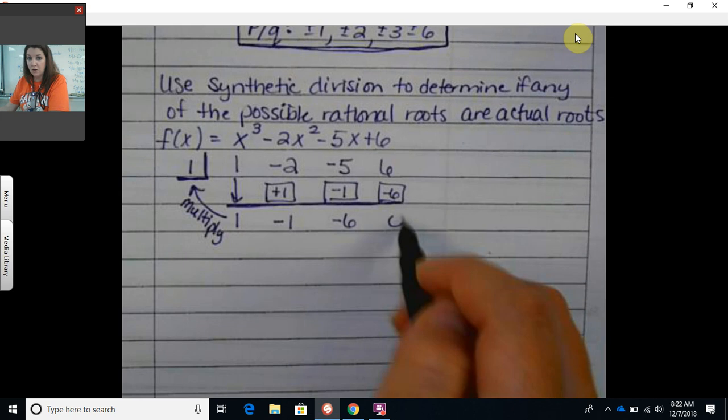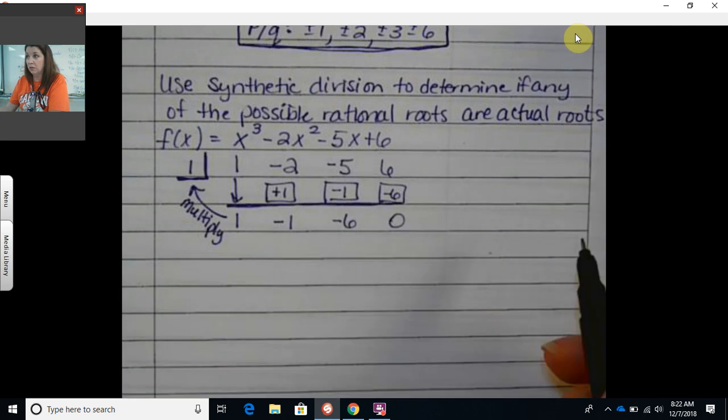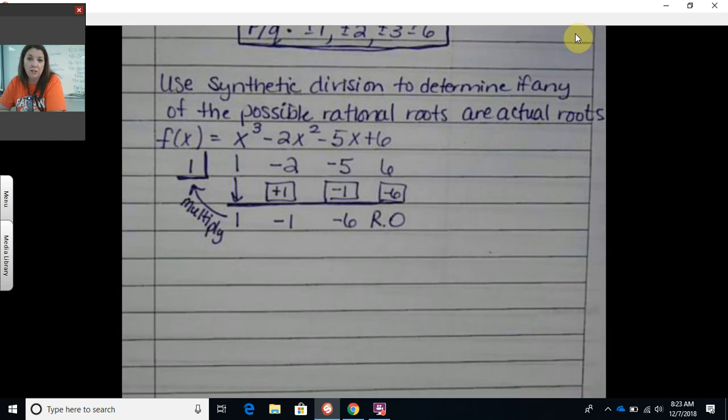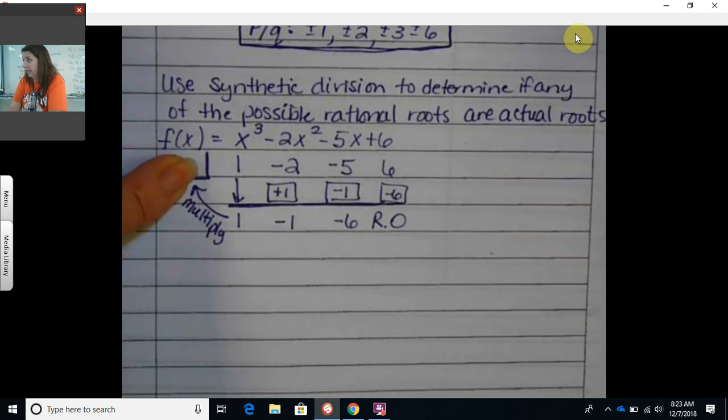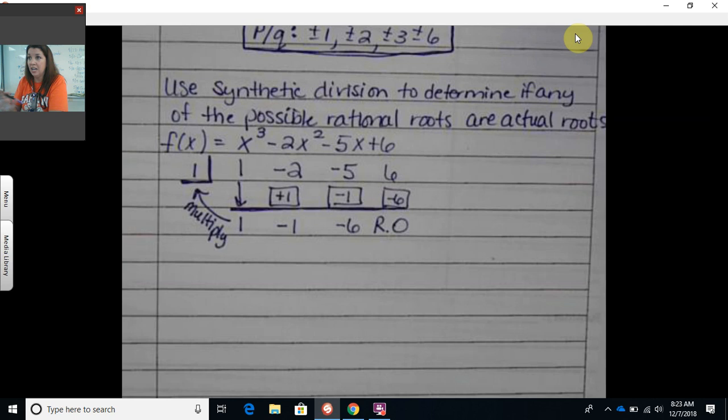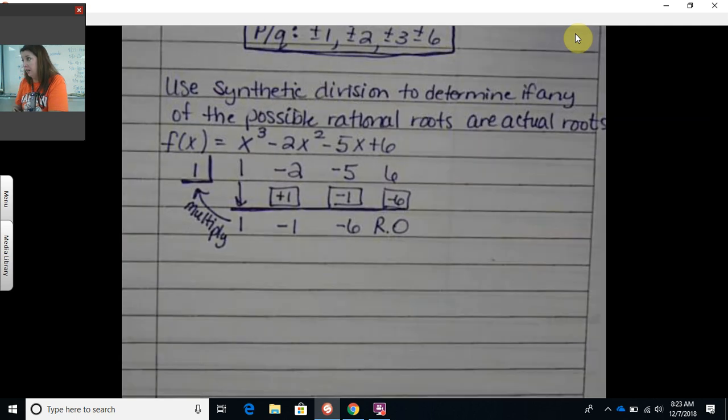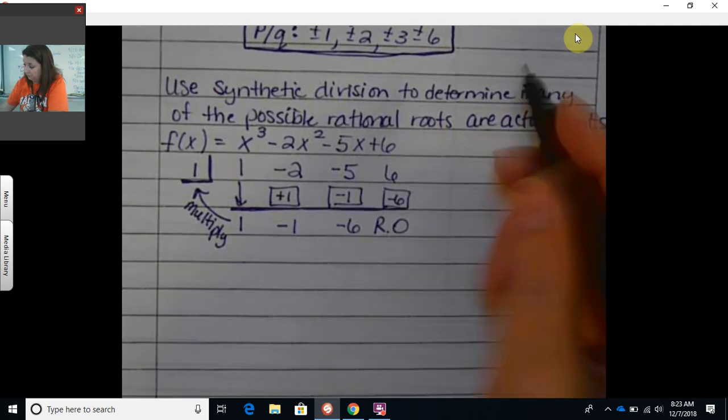We got very lucky that the number we picked worked. How do I know it worked? Whatever this last number is, that's your remainder. Remember when we did long division, if your remainder is 0, then we knew whatever we were dividing by was a factor. Do y'all remember that? It was way back at the beginning of the school year. I could show you in my notes. So if we get a remainder of 0, that tells us that 1 is one of our roots. If our remainder is anything other than 0, then we have to pick another number because we did not find a root.